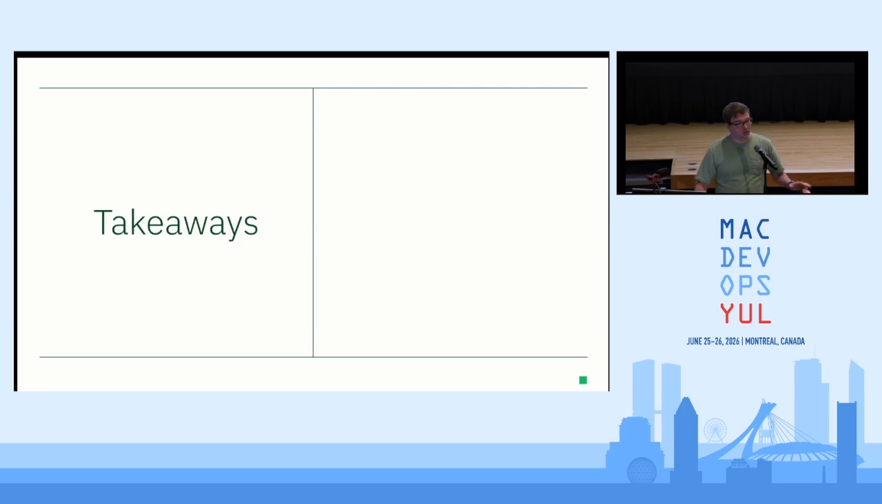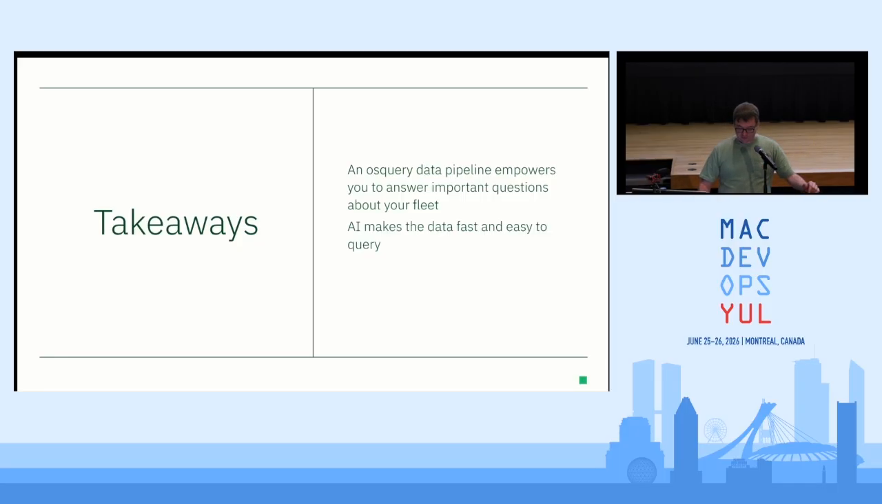So, what should you take away from today? First, an osquery data pipeline can empower you to answer the important questions about your fleet. You can do it both right now and sometime in the past. And AI makes that data easy and fast to query. And finally, you have options. You can start small and easy.